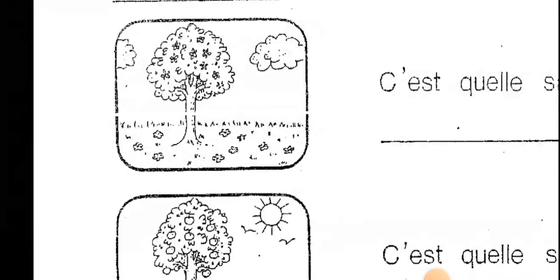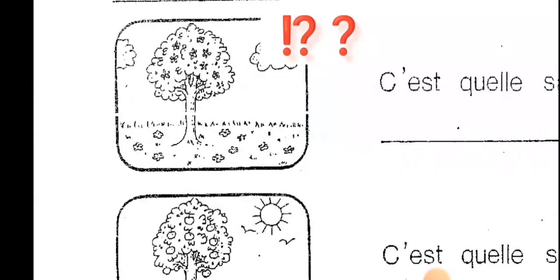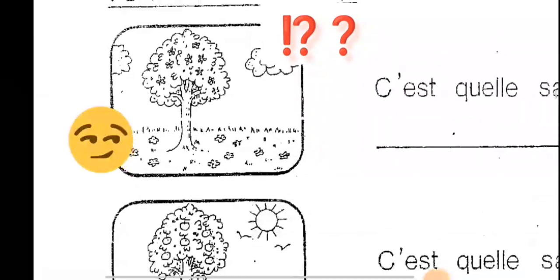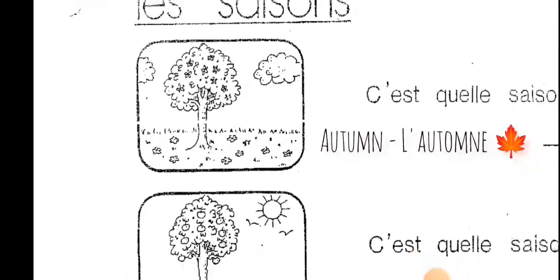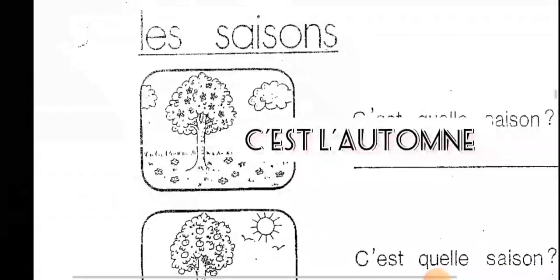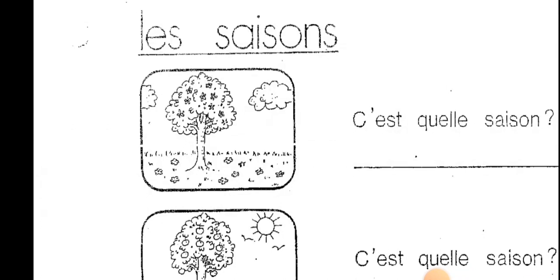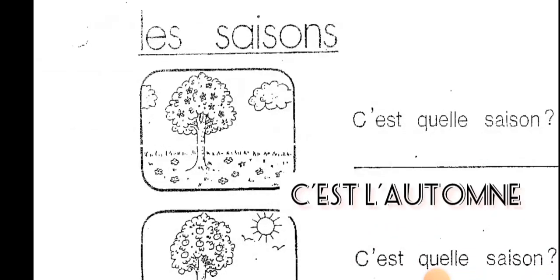And then looking at the picture, like the first one right here, when you look closely, you see that we have trees, and around the trees, we have leaves falling off from the trees. And we know during which season this usually occurs. Of course, it is during the autumn season. So you're going to respond by saying, c'est, and of course, the autumn season is called l'automne. So you say, c'est l'automne. That's how it's going to be.